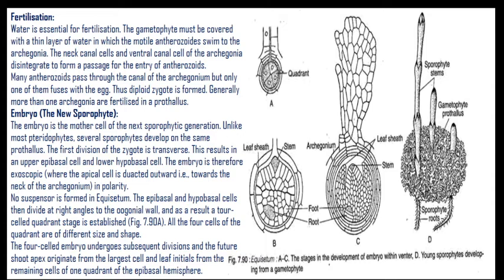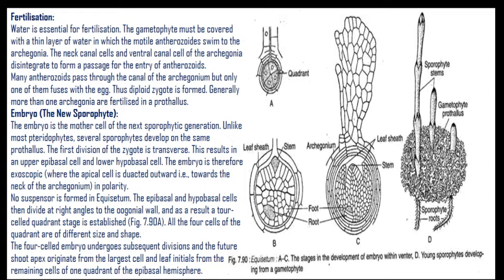In most pteridophytes, several sporophytes develop on the same prothallus. The first division of the zygote is a transverse division. This results in the upper epibasal cell and lower hypobasal cell. The embryo is therefore exoscopic in nature, that is, the apical cell is directed outward, towards the neck of the archegonium, in a polarity. No suspensor is formed in Equisetum.